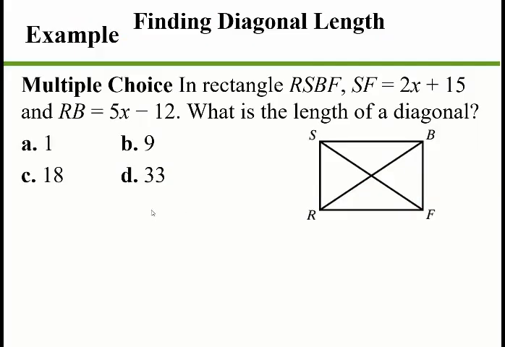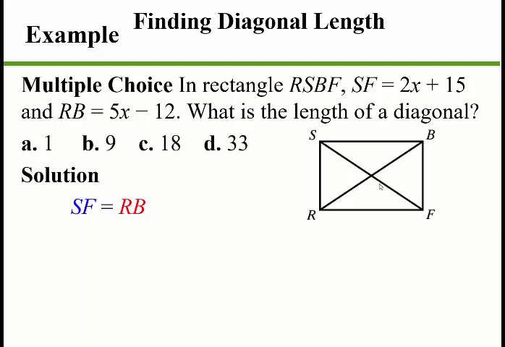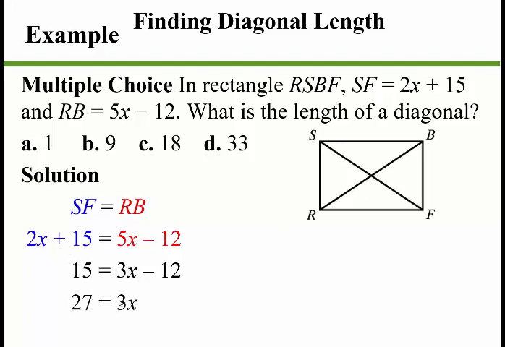All right, so here's a problem. In rectangles, so I'm telling you it's a rectangle RSBF. SF is equal to 2x plus 15, and RB is equal to 5x minus 12. What is the length of this diagonal here? Well, we know that diagonals of rectangles are congruent, so their lengths must be equal. So it must be that SF is equal to RB, or 2x plus 15 is equal to 5x minus 12, and you just have to solve for x. Subtract the 2x over, now add the 12 over. Now you have 27 is equal to 3x. Divide both sides by 3, and you get x is equal to 9.